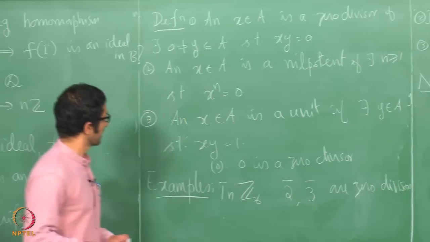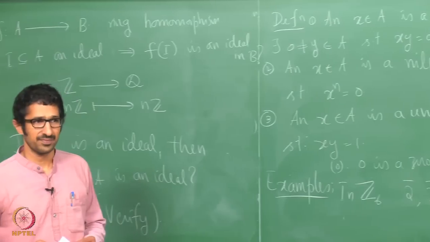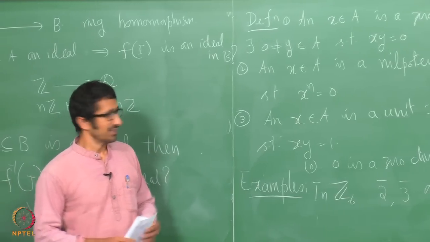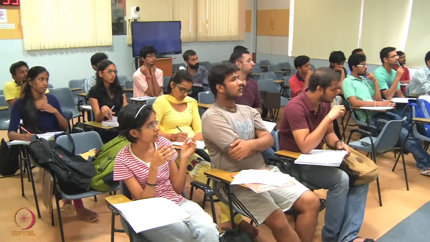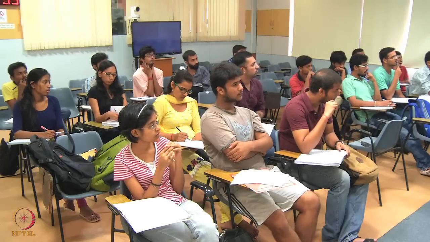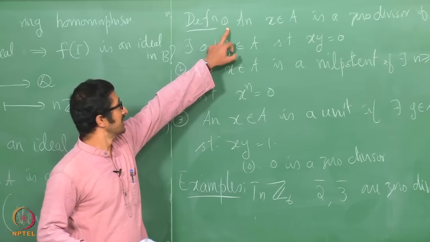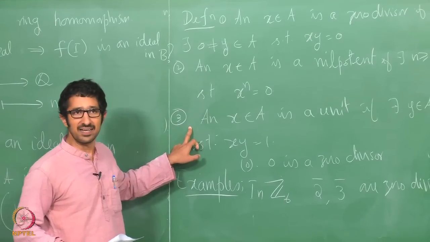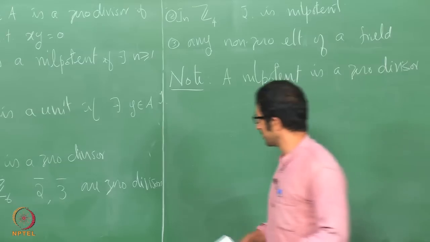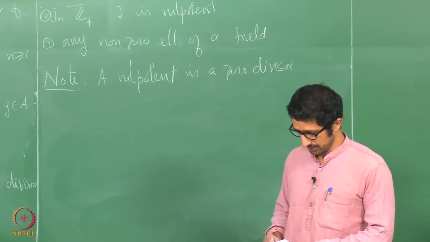And can you see some relation between units and these two? Sorry? Yeah. So if you take the collection of all nilpotents, this is contained in the set of zero divisors. This and this sets are disjoint, right. The collection of all units and the collection of all zero divisors are disjoint sets.